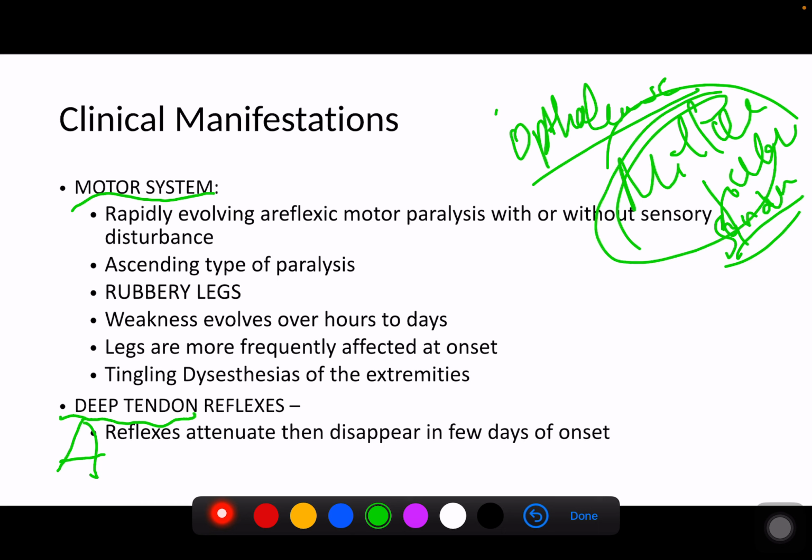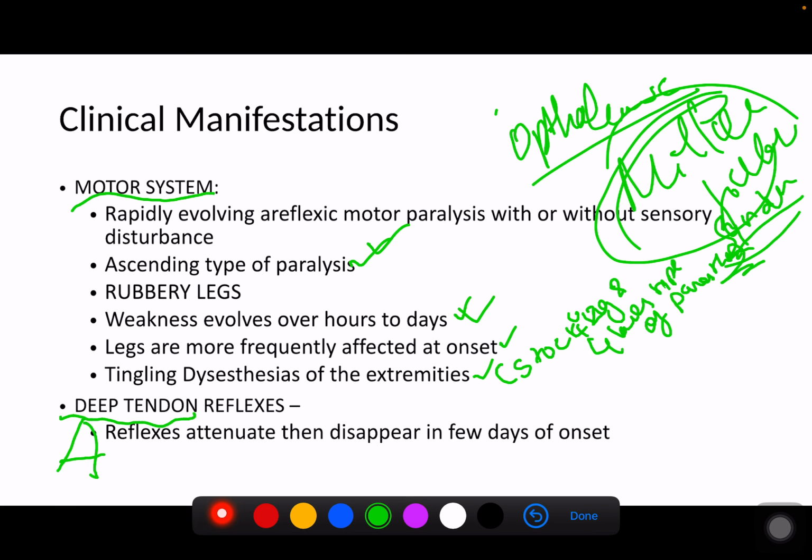Now, ascending type of paralysis, weakness evolves over hours to days. Legs are more frequently affected at the onset. Tingling, dysesthesia of the extremities. So it's also known as stocking and gloves type of paresthesia. Next is ascending paralysis, weakness evolving over hours to days. Legs are more frequently involved.